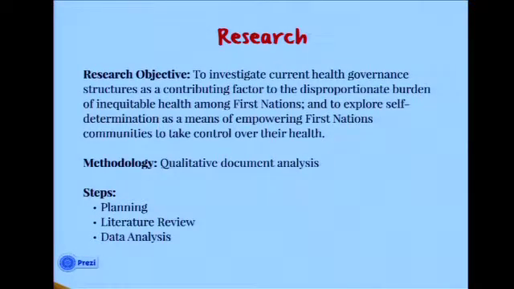For my research, I used qualitative document analysis to investigate current governance structures as a contributing factor to inequitable health among First Nations. Furthermore, I explored self-determination as a means of empowering First Nations communities to take control over their health and well-being. The strategies I employed to address this research objective can be divided into 3 steps: planning, literature review, and data analysis.